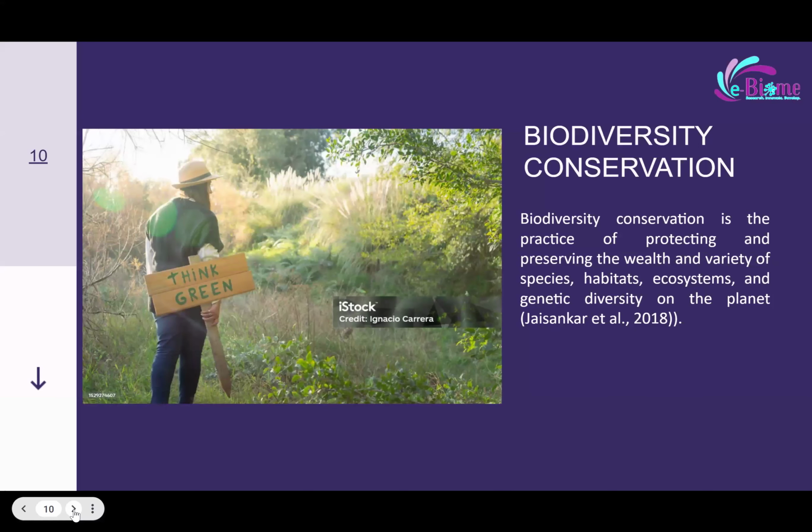All right, so let's look at biodiversity conservation. We've looked at what biodiversity is and the importance of biodiversity. Let's look at biodiversity conservation, and I think the name is self-explanatory. Biodiversity conservation is essentially protecting and preserving the wealth and variety of species, habitats, ecosystems, and genetic diversity on the planet. So when we talk about biodiversity conservation, we are looking at protecting species, ecosystems, living organisms, and landscapes against negative human influence.